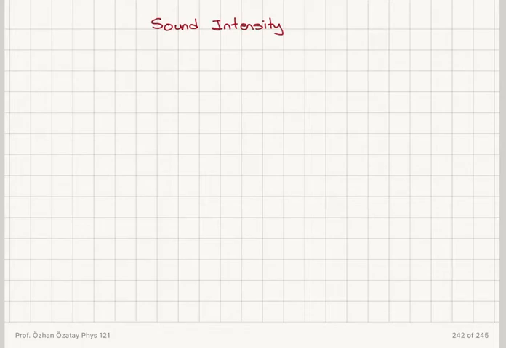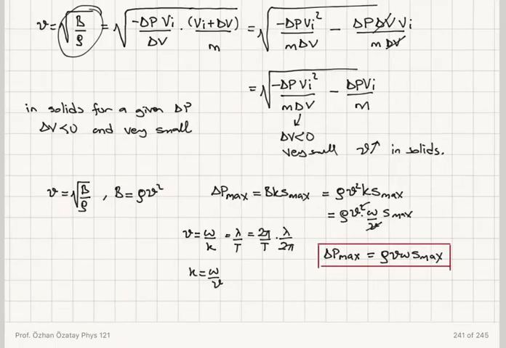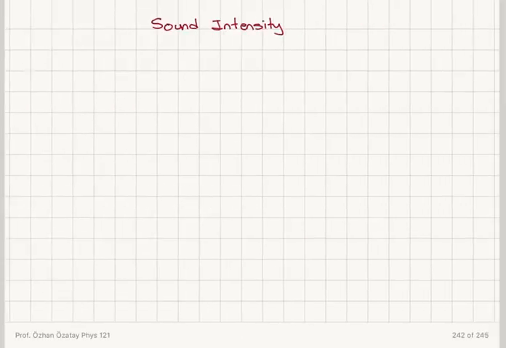Now we're going to talk about intensity of sound waves. So in our previous experiment where we have the piston where we apply an additional force delta P times area, we're delivering some power to this gas. And how much power is delivered by the piston? Power delivered by the piston we can calculate by looking at the force and the velocity of the piston.